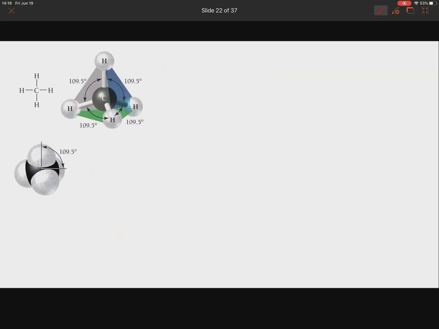Okay, so going back to the 4 groups. So 4 groups around it we call tetrahedral. And the bond angle here is 109.5. Now you might say, no, that bond angle is 90. Well, that's in a flat surface. If you take 4 groups and you put them out as far away from each other as possible in a flat surface, in a plane, then yeah, 90 degrees is the best you can do.